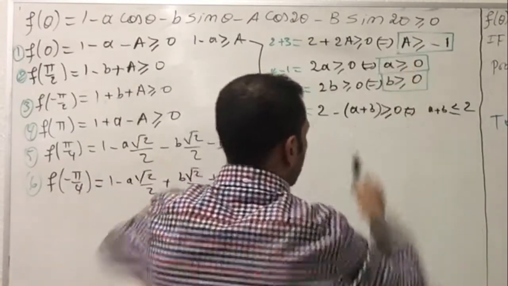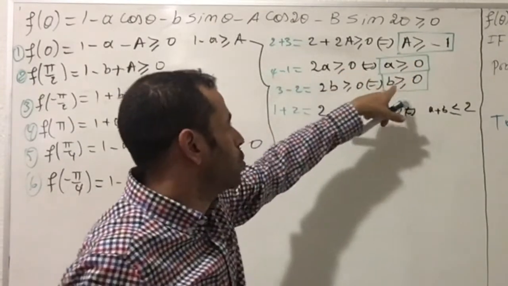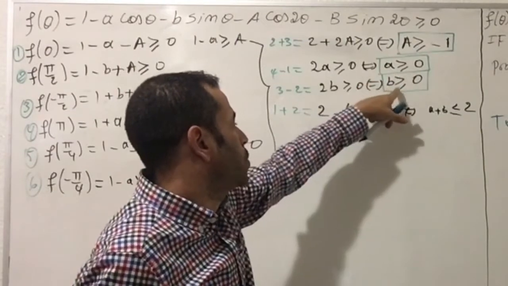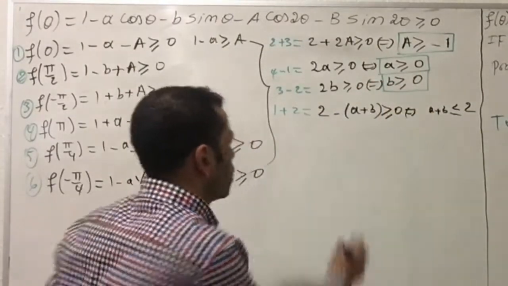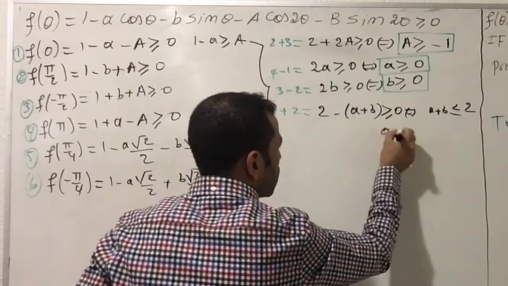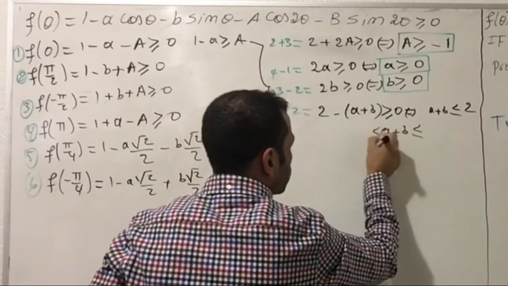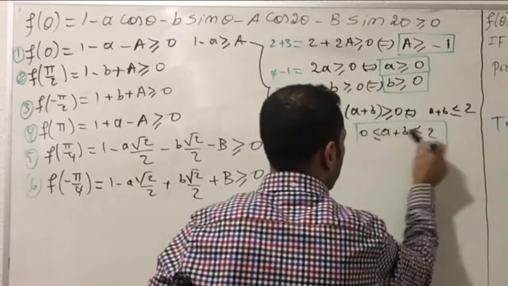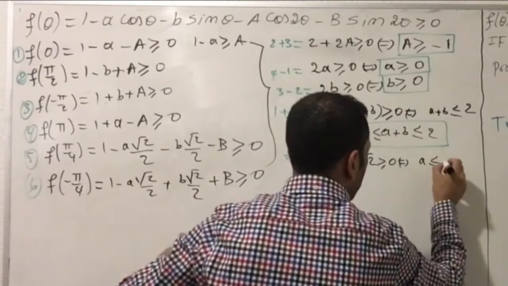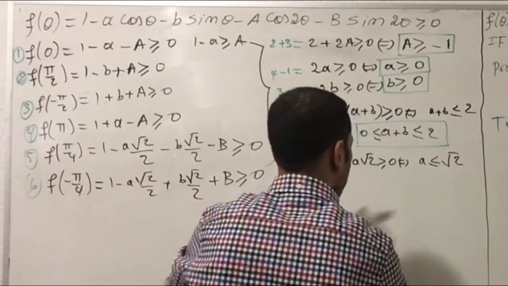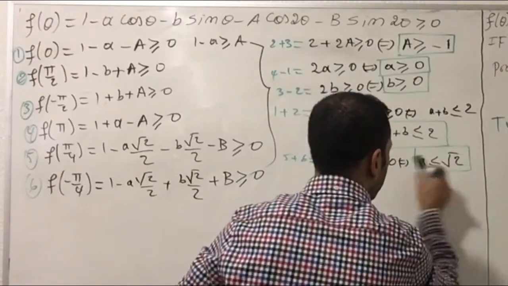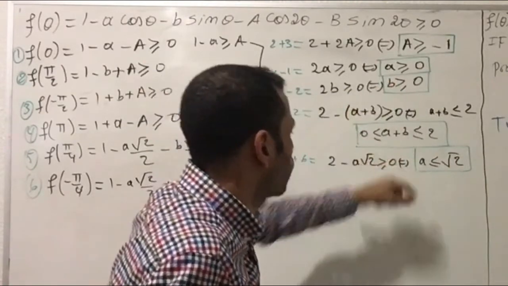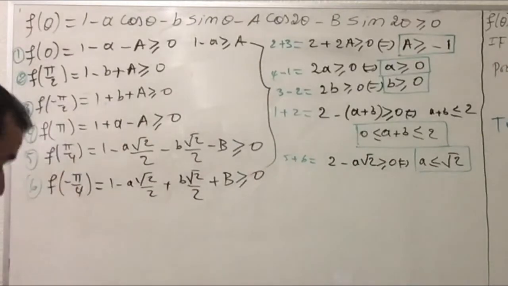Since we have a superior or equal to 0 and b superior or equal to 0, that means a plus b is between 0 and 2. This is a very important inequality. A inferior or equal to square root 2. So I have 1, 2, 3, 4, 5 inequalities.